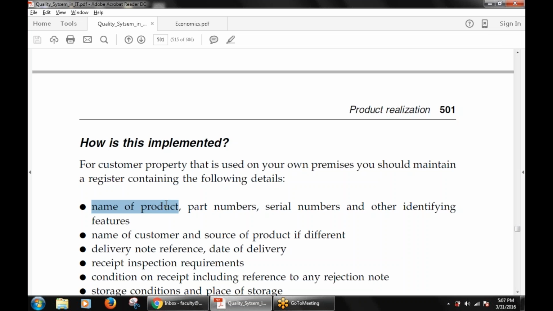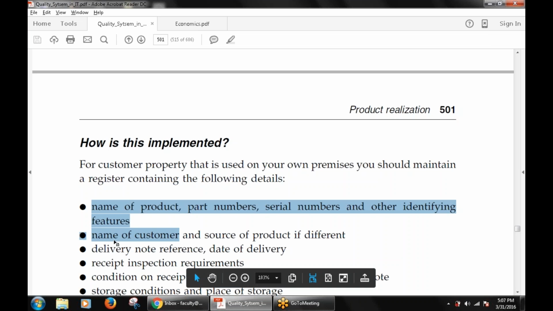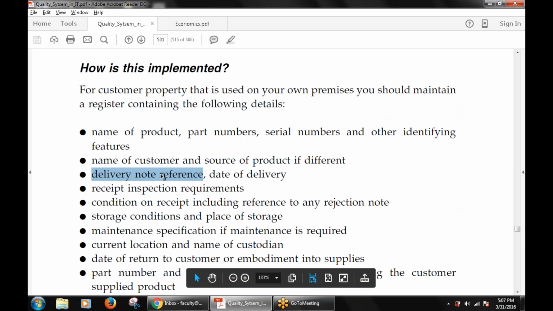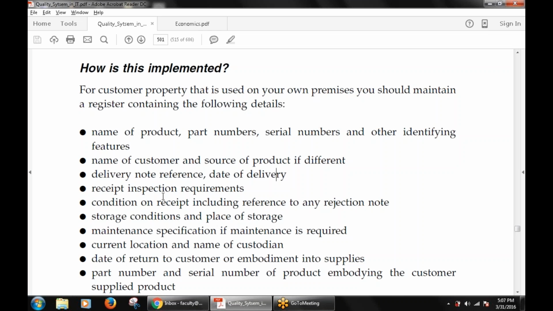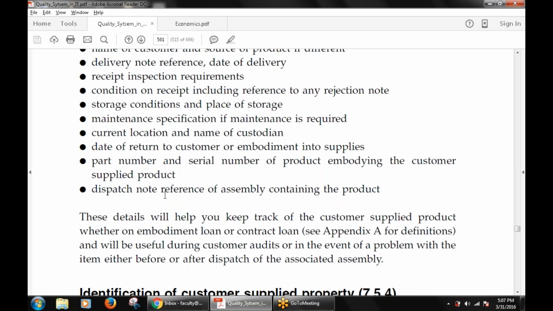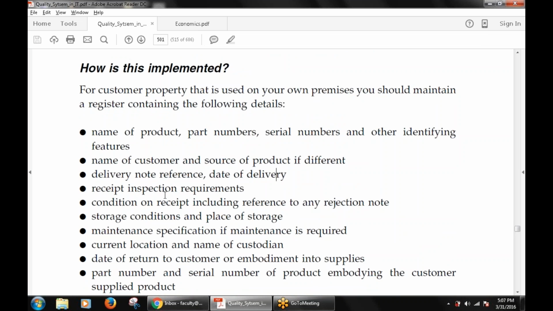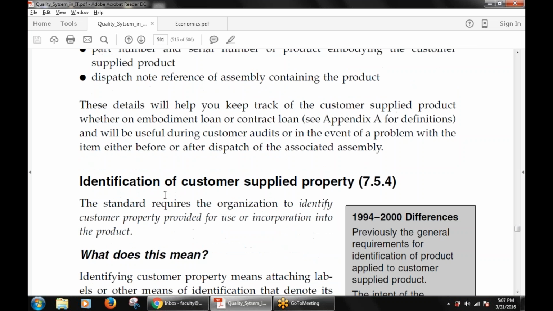What are the details? The name of the product, part numbers, serial numbers, and other identifying features; the name of the customer, source of the product if different, delivery note reference, date of delivery, receipt inspection requirement, and conditions on receipt including the reference to any rejection note. Whatever criteria are used for the rejection note, then storage conditions and place of storage, then current location and name of the customer.